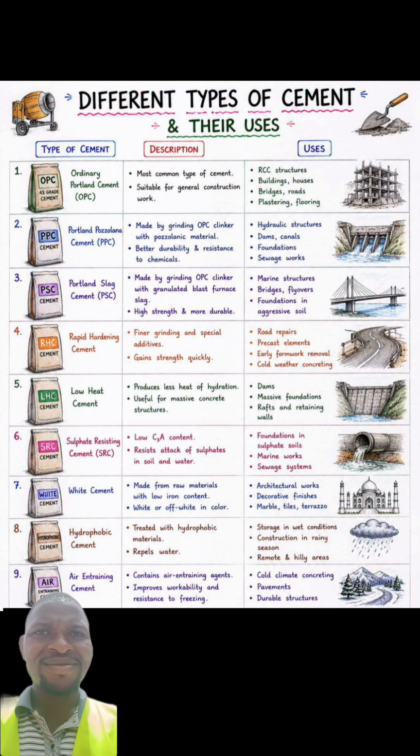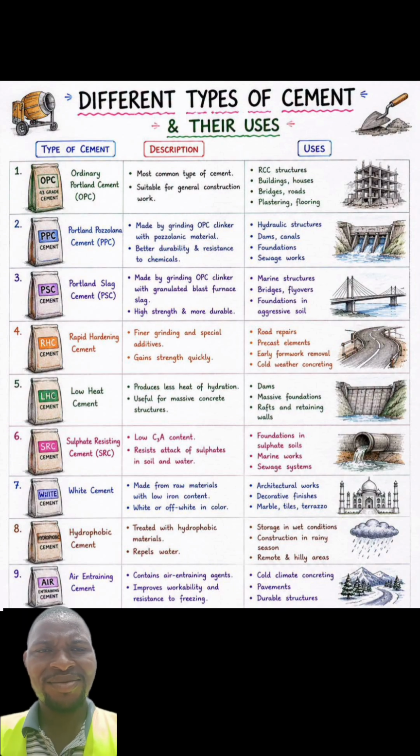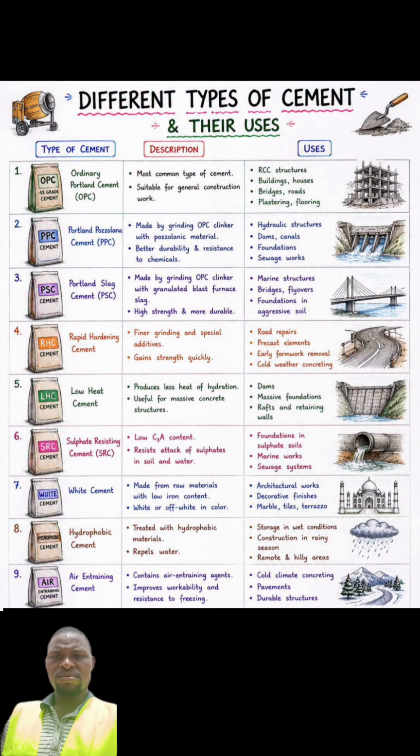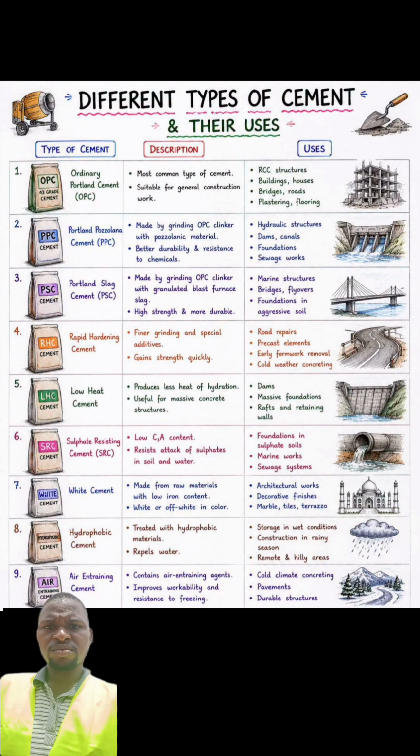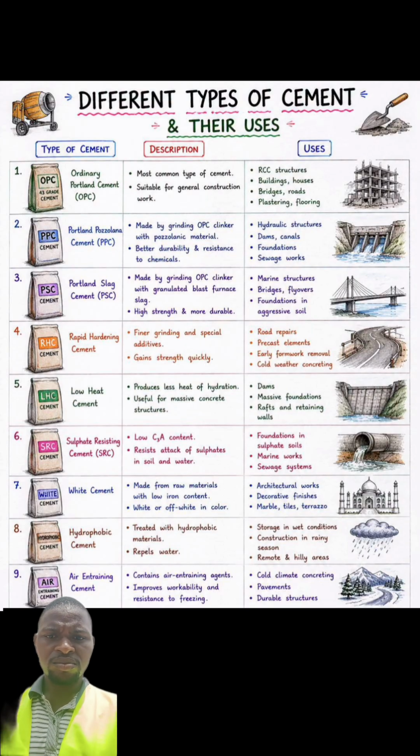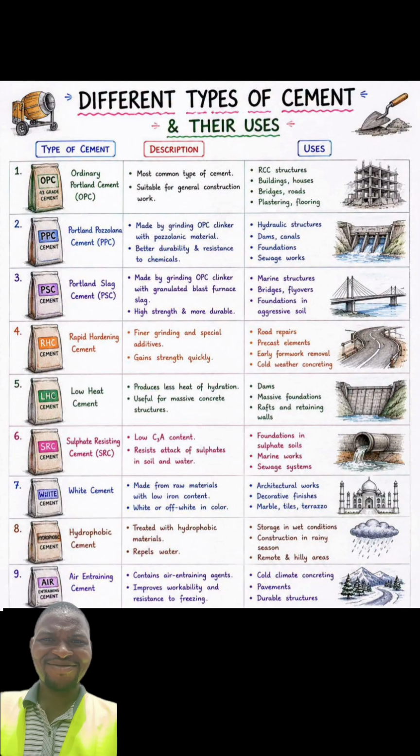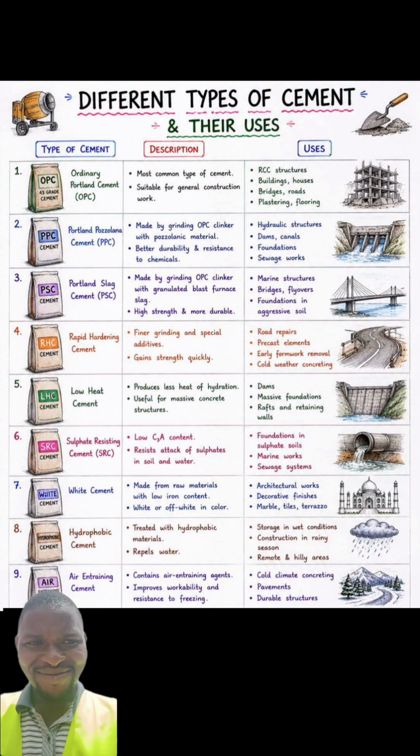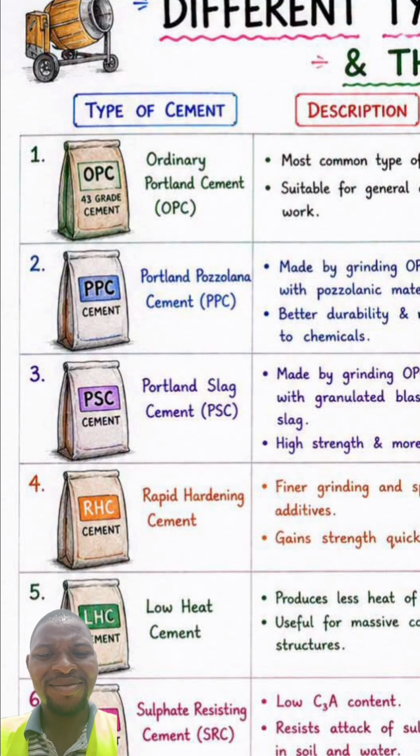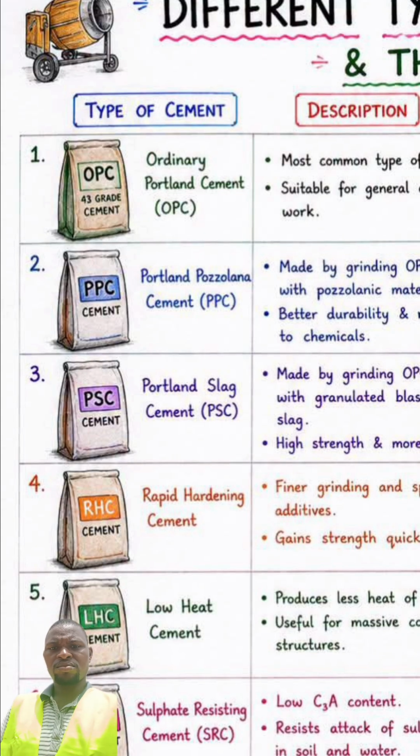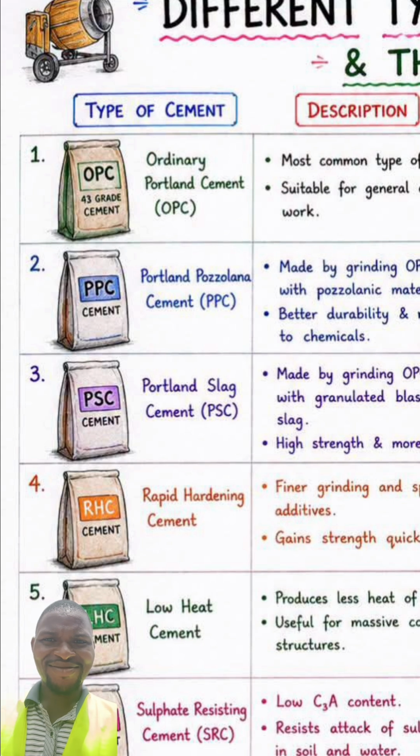We're going to be looking at it one by one, so that we'll talk about what these cements are. You understand? We will know the description of what the cement looks like, then the uses of the said cement. What is the cement actually used for? For the types of cement, we have the ordinary Portland cement, which is usually known as OPC, and it is a grade 43 cement. That is the first type of cement that we have.